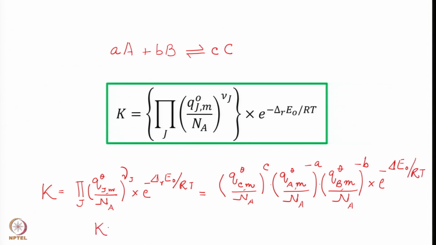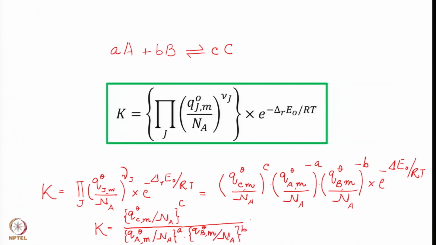This can further be written as K equal to Q_C,m naught by N_A raised to the power c, divided by Q_A,m naught by N_A raised to the power a, into Q_B,m naught by N_A raised to the power b, into exponential minus delta E naught by RT. This is how we expand this product.